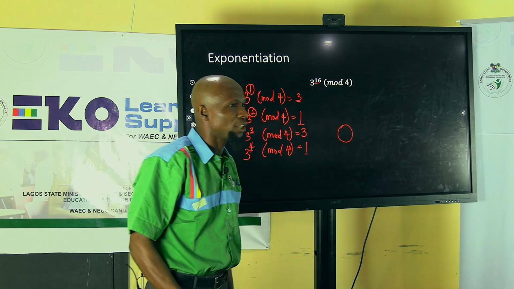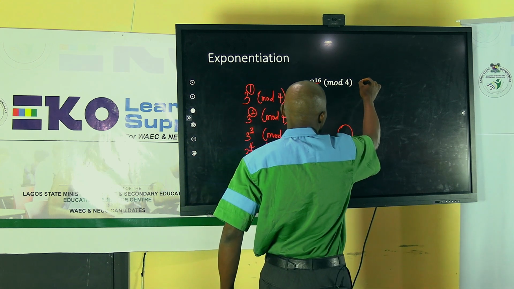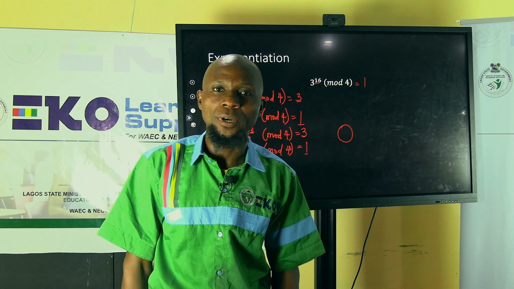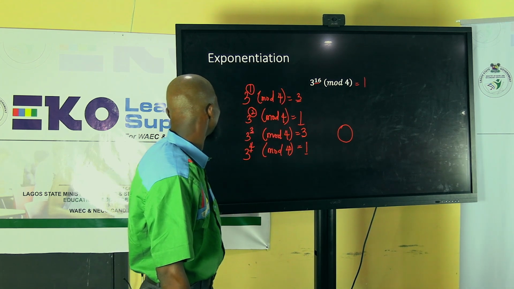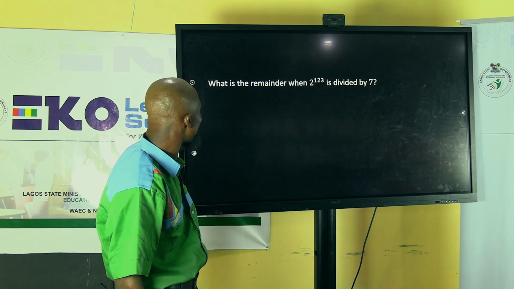So what is this? Is this odd power or even power? It is even power. So for even power, the result here is 1. So that is an example of how we exponentiate in modular arithmetic. Okay, let's see another question.